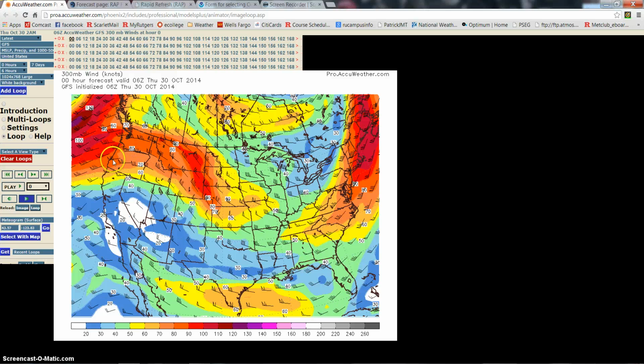So this map's showing the jet stream. The colors are showing the speed of the wind, and these little barbs here are showing the direction. They also have these little ticks on them that allow you to see how fast the wind is blowing. So a little pennant, like the triangle, is 50 knots, and then each barb is 10. So right here over Wyoming, this is a 70 knot wind.